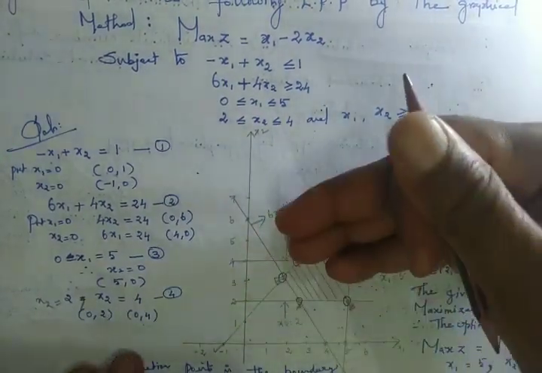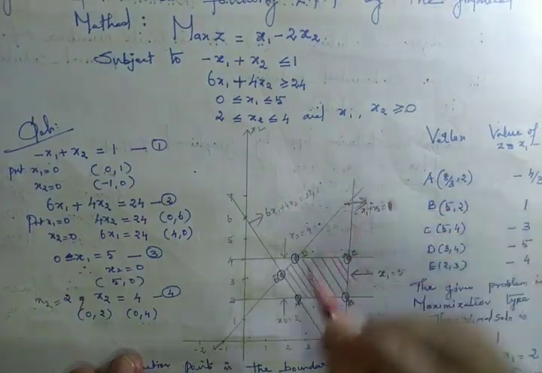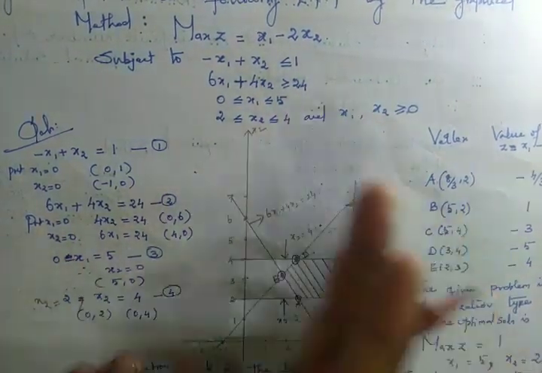If it is greater than 1, it means 2, 3, 4 like this. Less than means below the line. So it says below. That's the reason your region lies below that line.